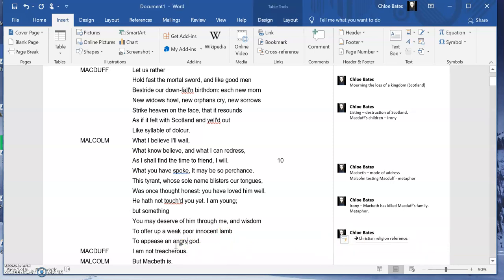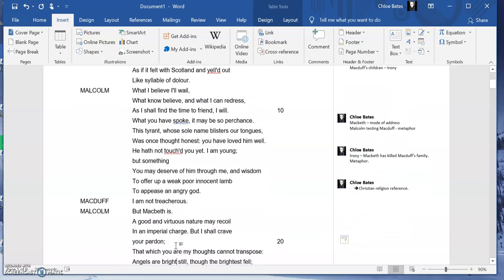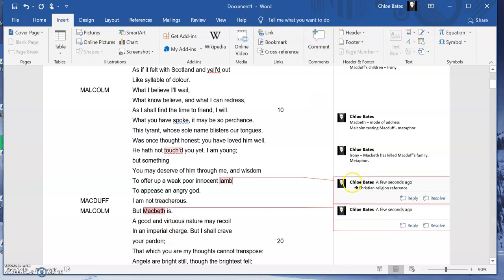Macduff: "I am not treacherous." A simple sentence there to just say, I'm not, I'm here for you, Malcolm. But Macbeth is. So we see here that Malcolm does not trust Macduff by that simple sentence. There could be lots of reasons for that, but he doesn't trust him at this point because power, and we'll get to this, power corrupts people, just like Macbeth.